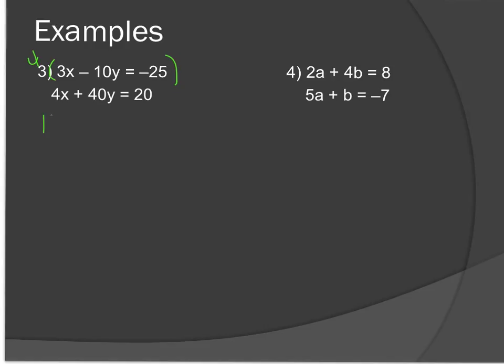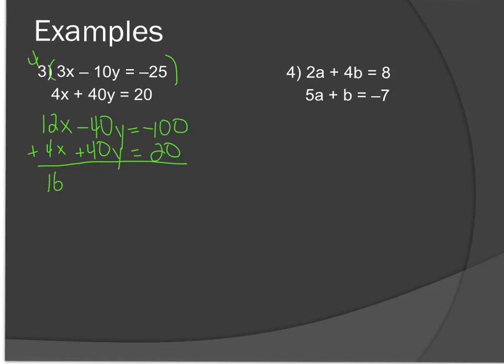When we do that, we get 12x minus 40y equals negative 100. And then the second equation we're going to keep the same. So 4x plus 40y equals 20. All right, and if we add these two together, we have 16x, the y's eliminate, equals negative 80. So then divide both sides by 16, and x equals negative 5.